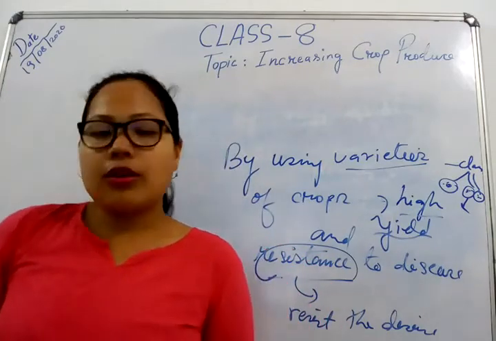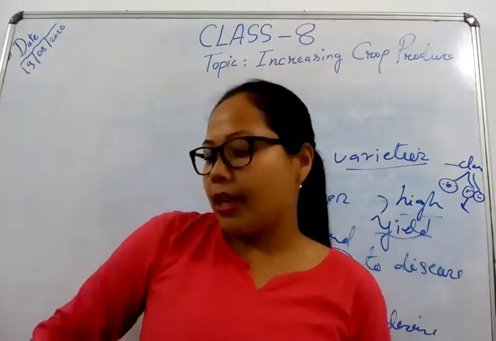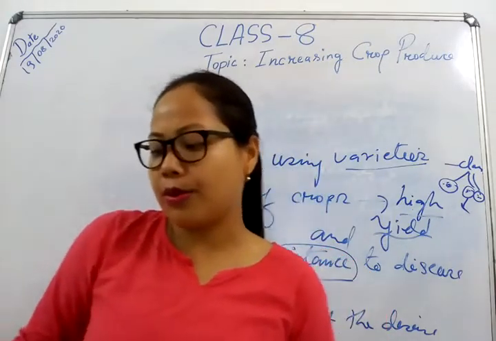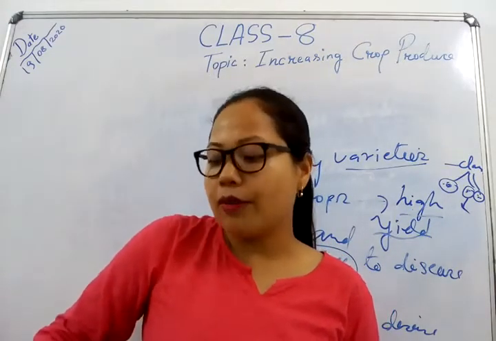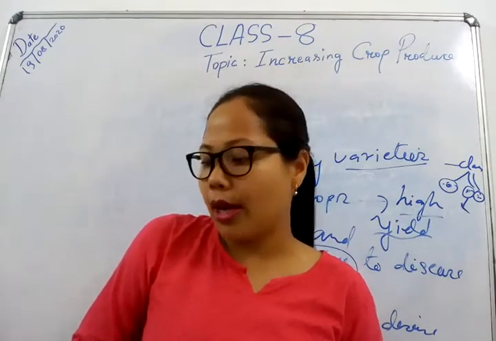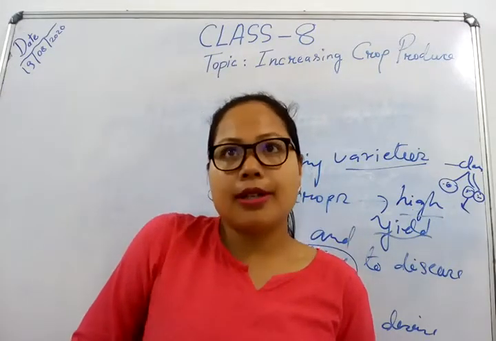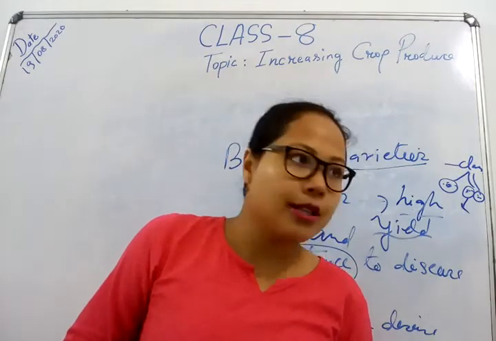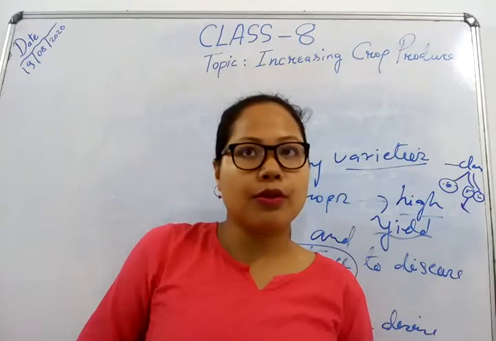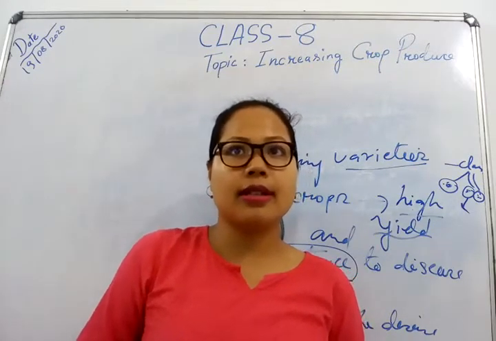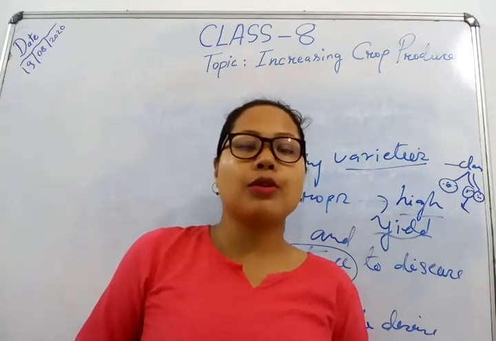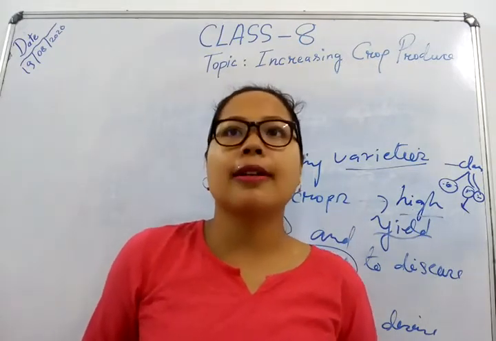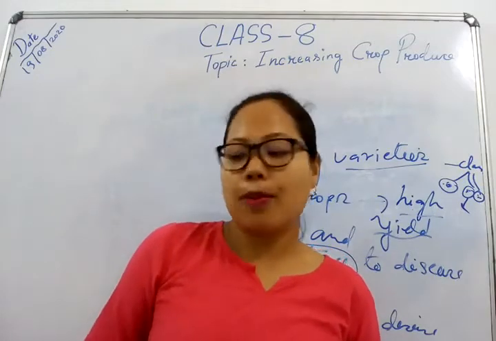So in the future, we are expecting that varieties of crops will be the main method of increasing crop produce. Why are we expecting this? Because scientists are working on it, and if certain varieties of plants give high yield of fruit, or are resistant, then it is definitely a better way to increase crop production.